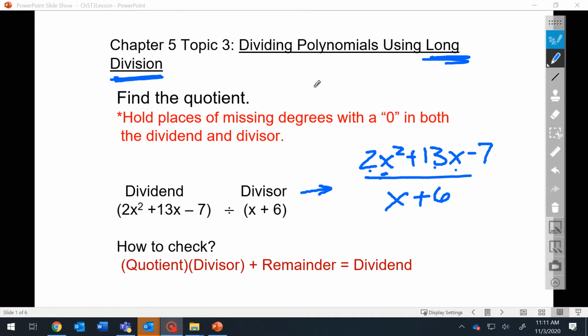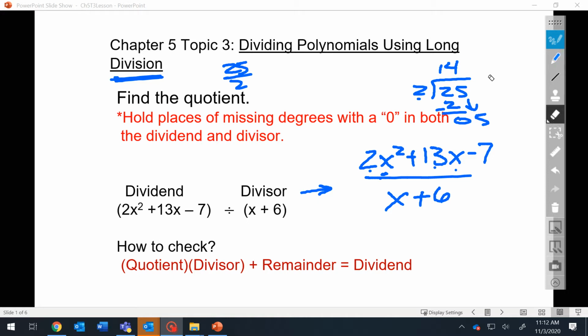So if you think about long division, like for instance, if you want to know what 25 divided by 2 is, you would use long division that looks like this. You would ask yourself, how many times does 2 go into 25? You start by doing how many times 2 goes into 2, which is 1 time. Then you subtract them, and you get 0. Then you bring down the 5, and you ask yourself, how many times does 2 go into 5?